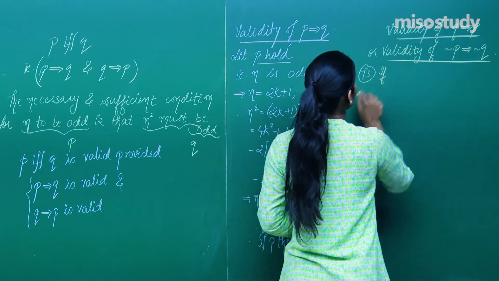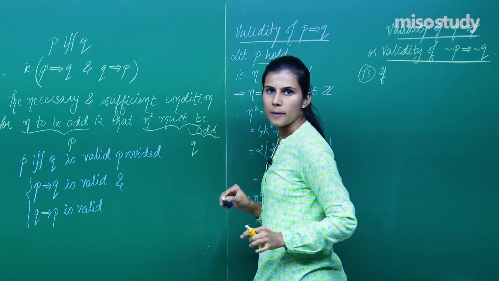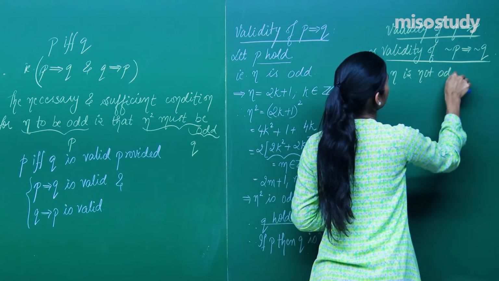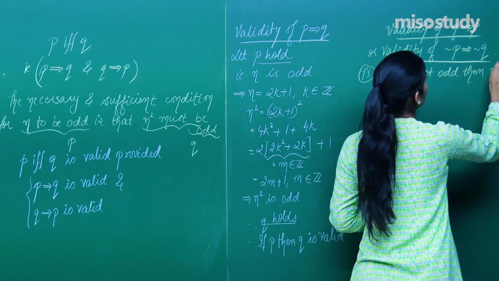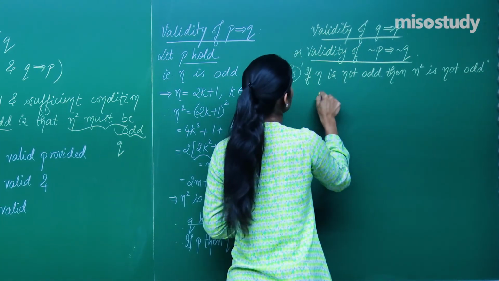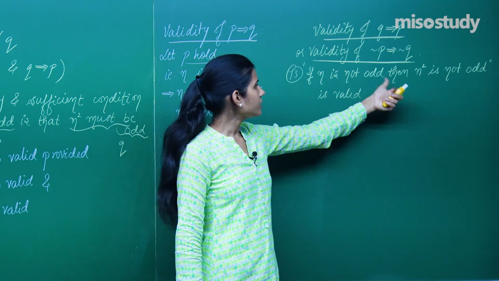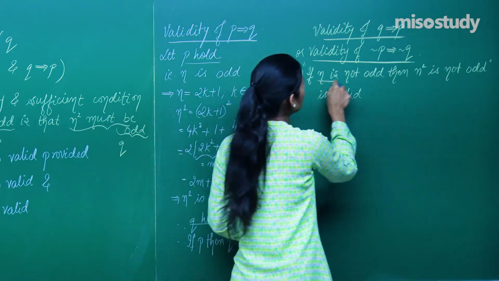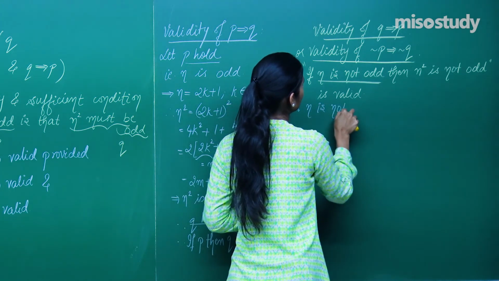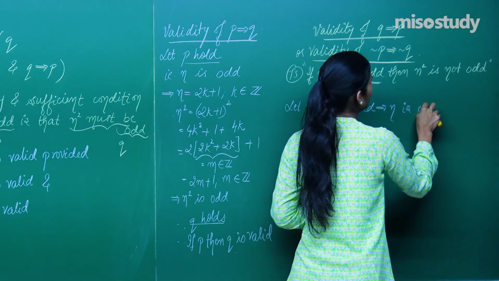That means, what is not P? Not P is if n is not odd, then n square must be not odd. If n is not odd, then n square is not odd. This is valid. I have to show this. So if n is not odd, then n square is not odd, I have to show. So let us assume n is not odd. I am saying let n is not odd. This implies n is an even number. n is an even integer.